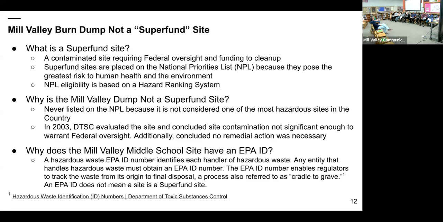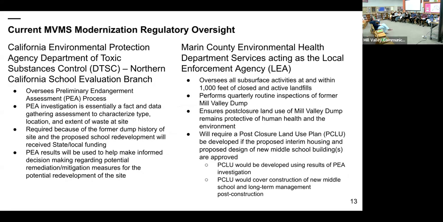Next slide, please. So while the Mill Valley Middle School site is not considered a Superfund site and does not have federal oversight, it does have regulatory oversight from state and local agencies. The state agency is the California Environmental Protection Agency, Department of Toxic Substances Control. They have the School Property Evaluation and Cleanup Division dedicated to investigating, cleaning up and remediating school sites. They are the lead agency on this Preliminary Endangerment Assessment that Nino Moore is conducting for the district.